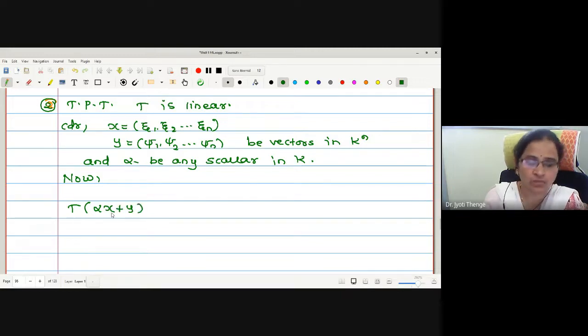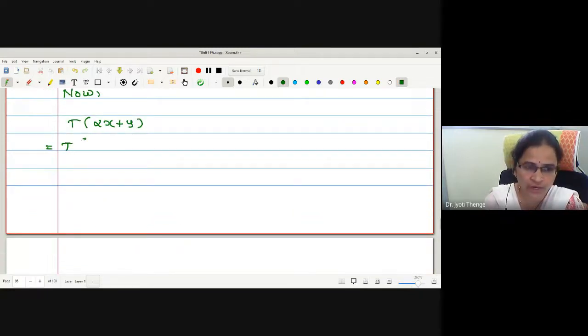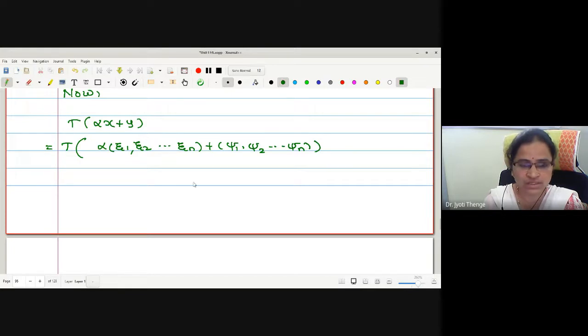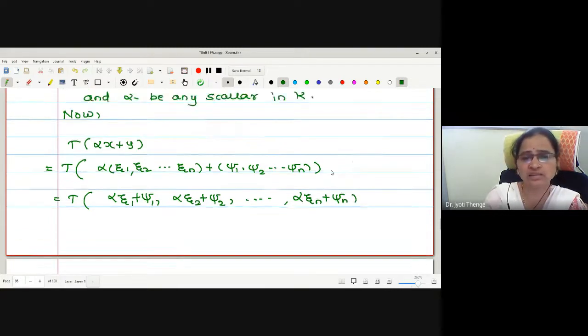Okay. Now, let me consider the T image of this linear combination of the two vectors, alpha x plus y. And what is the aim to show? This is alpha times T x plus T y. Let me write the vectors. Alpha x we have written as zeta 1, zeta 2 to zeta n, added with psi 1, psi 2 to psi n. Then what is the linear combination? Coordinate-wise operation one should follow, right? Therefore, alpha zeta 1 plus psi 1, alpha zeta 2 plus psi 2, up to alpha zeta n plus psi n.